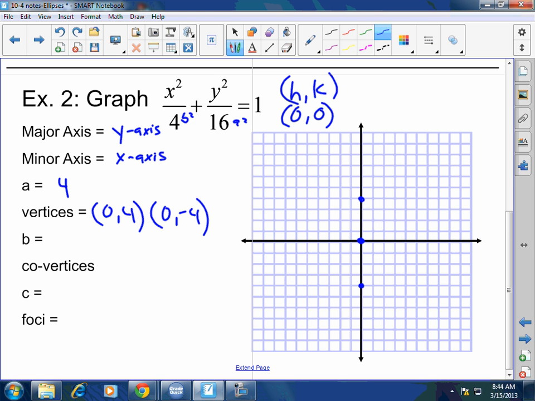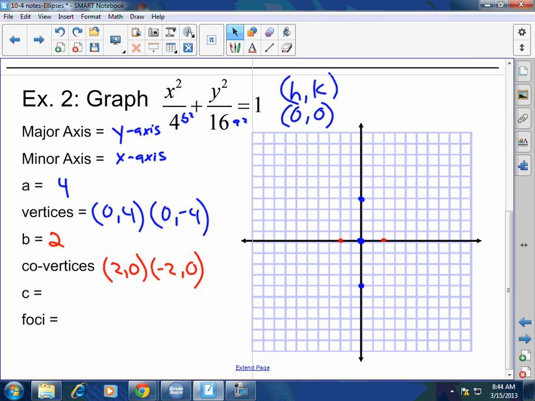Instead of having to calculate, I just follow directions. What is my B value, gentlemen? 2, that's exactly right. So to the right I'm going to go 2, and to the left I'm going to go 2 from the center, leaving me with the co-vertices of 2, 0 and negative 2, 0.